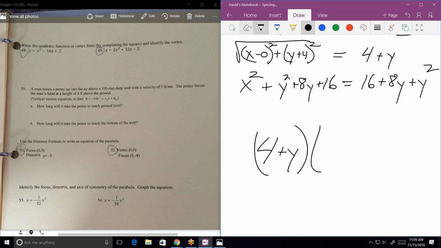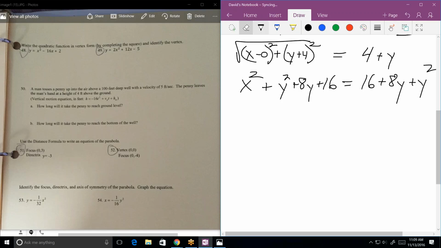Now let's simplify that. Can I cross out, can get rid of y squared on each side, 8y on each side, and 16 on each side. Yeah, I made a mistake here somewhere. Let me go back. If we get rid of the 8y and the y squared, we're just going to have x squared equals 0. So that can't possibly be right.